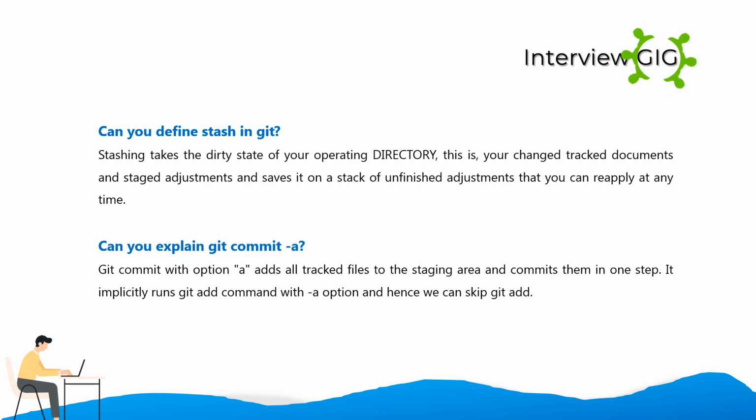Can you explain git commit -a? Git commit with option -a adds all tracked files to the staging area and commits them in one step. It implicitly runs the git add command with the -a option, and hence we can skip git add.